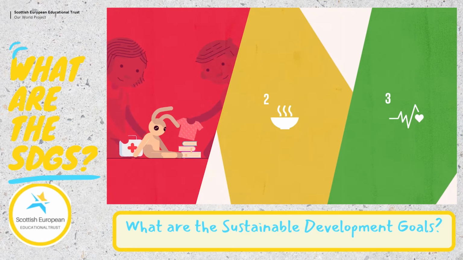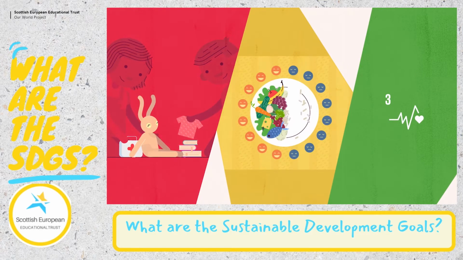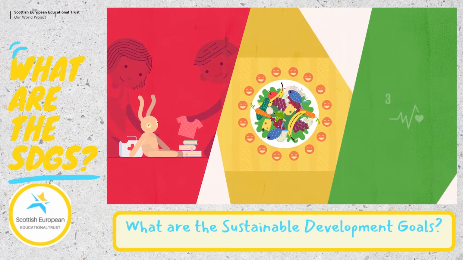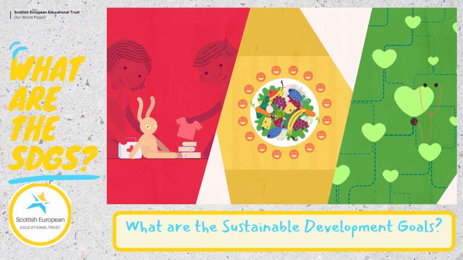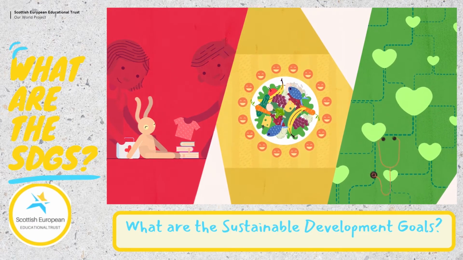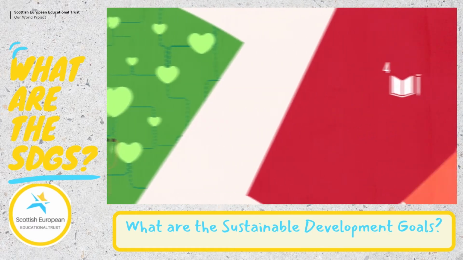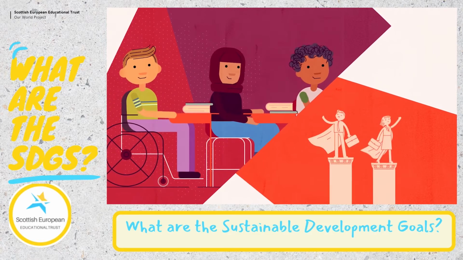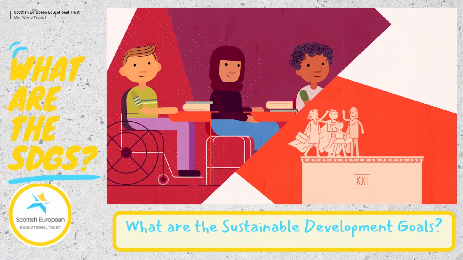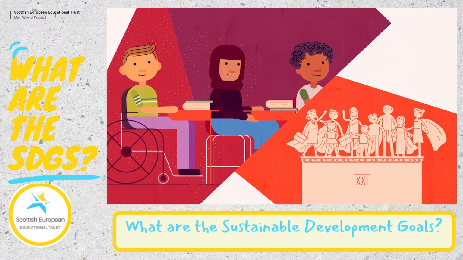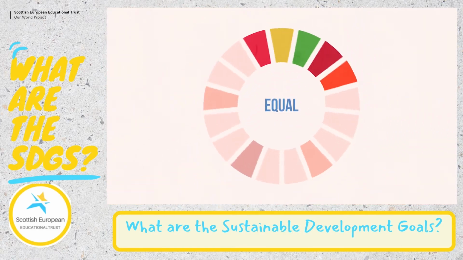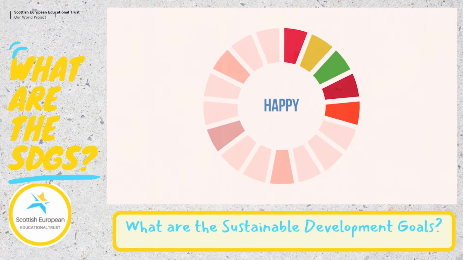Eliminate poverty in all its forms. No hunger. Everyone should have safe, nutritious, and sufficient food. Everyone has equal access to healthcare, thus ensuring our well-being and a healthy life. Equal access to a quality education. Ensure gender equality where women and girls have the same opportunities as men and boys. By achieving these goals, each member of our society will be equal, safe, and happy.